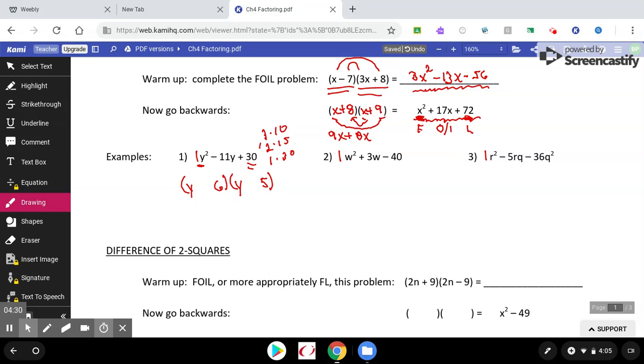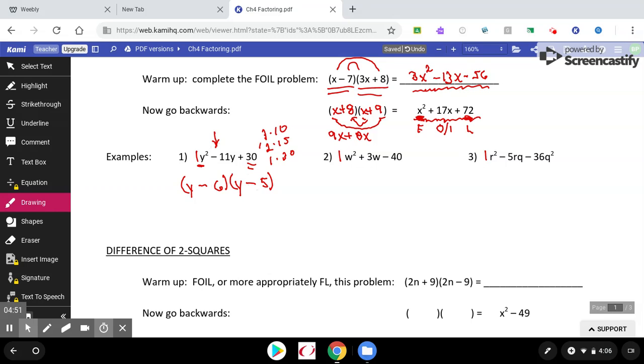And that either means I had to have a positive 6 times a positive 5 or a negative times a negative. So if you check out the guy in the middle, he is not positive. So I can't use a pair of positives. I'm going to have to use a pair of negatives. But again, does that still give you positive 30? Does negative 6 times negative 5 give you positive 30? And the answer is yes.